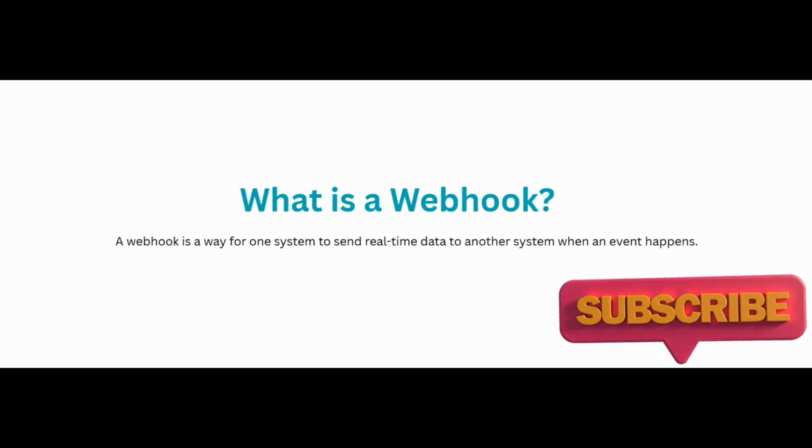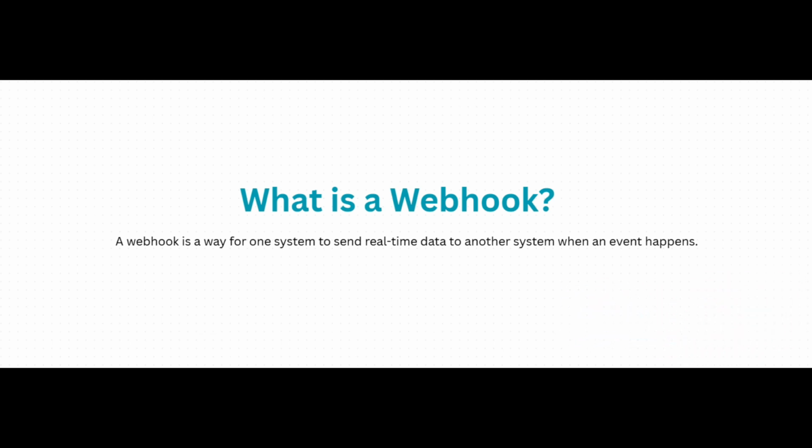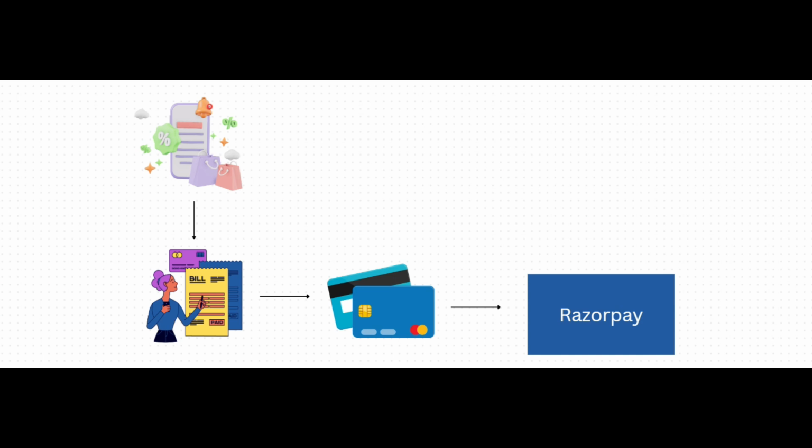So let's understand this with a real-world example. Imagine a customer is using an e-commerce application. They find a product they like and decide to purchase it. After clicking buy now, they review the order details, proceed to the payment page, enter the payment information such as credit card or UPI details, and finally they click on the pay button.